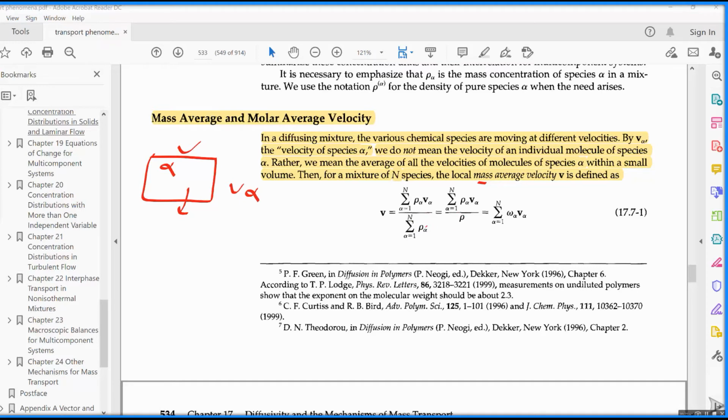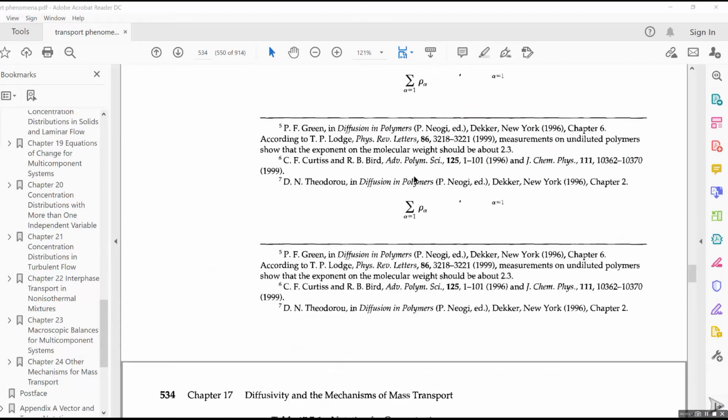You can write this here. This is going to be equal to that one. Also, we can write it in this form. That means the summation of the individual species average velocities multiplied by the mass fractions, and the summation over all the species gives us the mixture system average velocity, and so on.